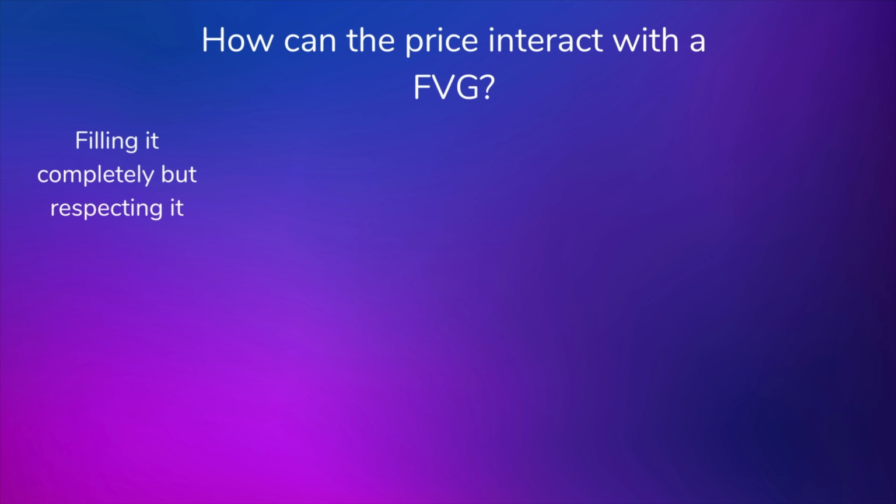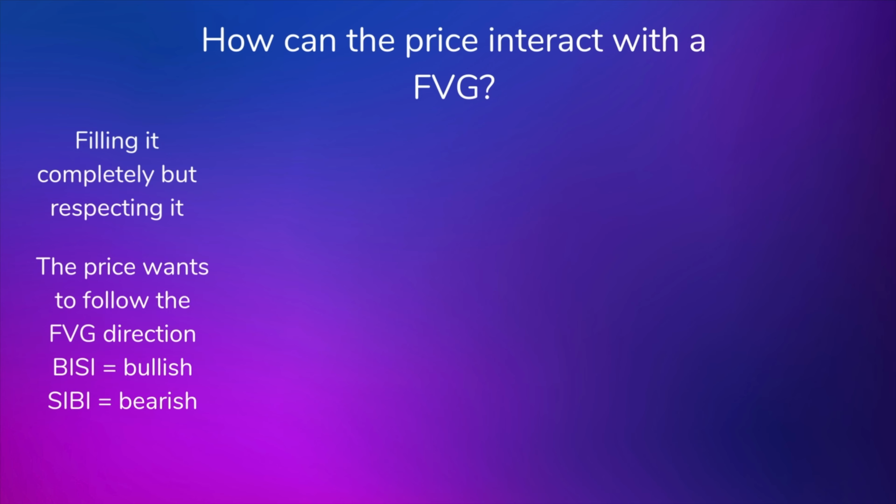And so, going back to the question, how can the price interact with a fair value gap? Well, for example, it can fill it completely, but still respecting its boundaries. In that case, the price wants to follow the fair value gap direction. And so if it's a BISI, then the price movement is going to be bullish. If it's a SIBI, the price movement is going to be bearish. So let me give you an example.